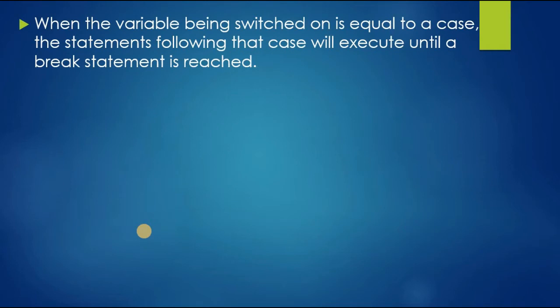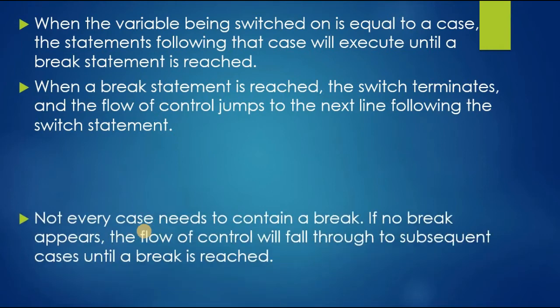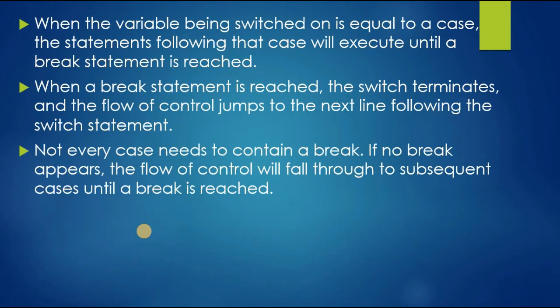When the variable being switched on is equal to a case, the statement following that case will be executed until a break statement is reached. When a break statement is reached, the switch terminates and the flow of control jumps to the next line following the switch statement. Not every case needs to contain a break. If no break appears, the flow of control will fall through the subsequent cases until a break is reached.